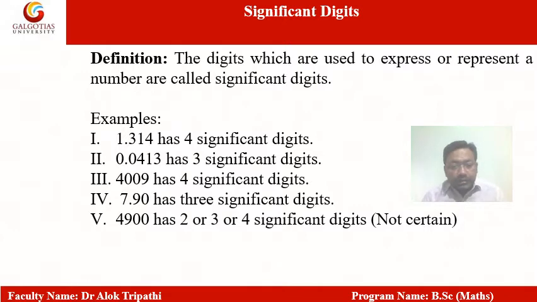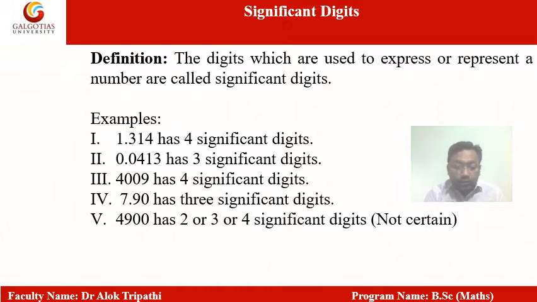In the third example, you can see we have the number 4009 and we have shown that it has 4 significant digits. Why is it so? We have used 4, 9 and 2 times 0. The 0 is counted as a significant digit because it is not used to fix the decimal place. It was used to express the number. That's why in example 3, 0 is counted as significant, and in example number 2, 0 was not significant.